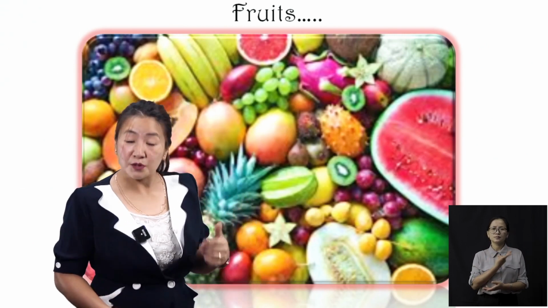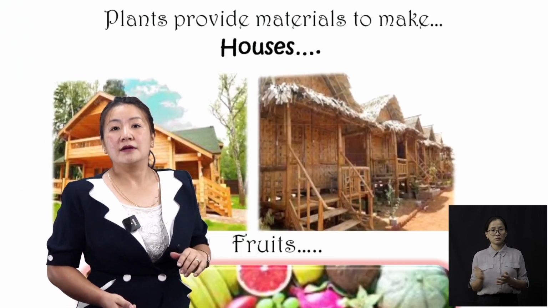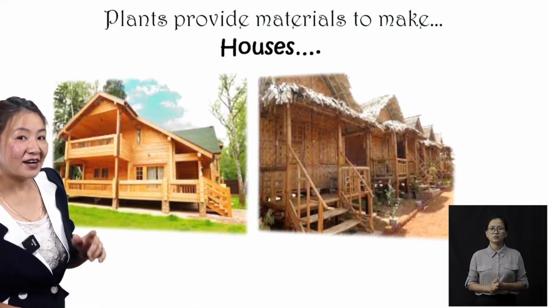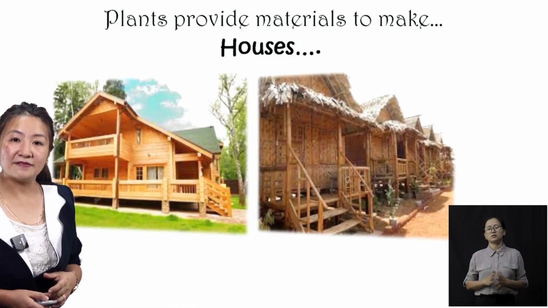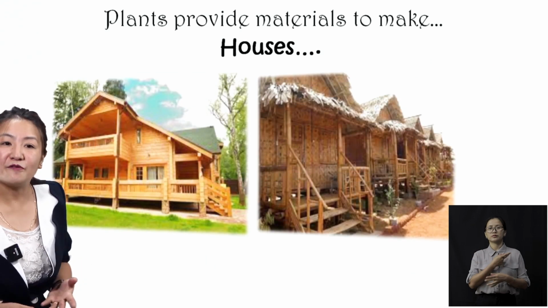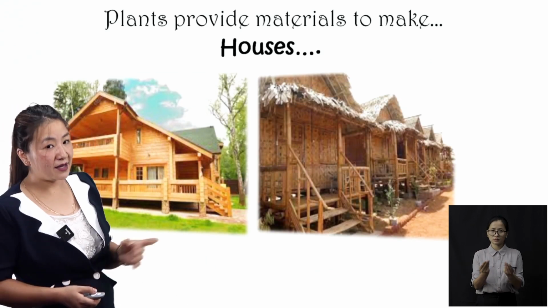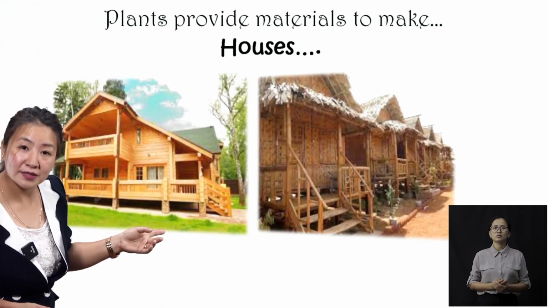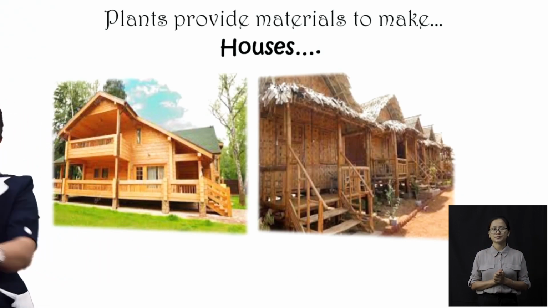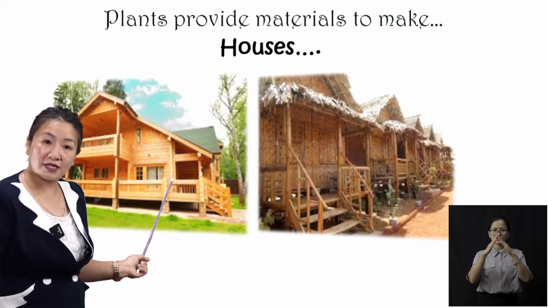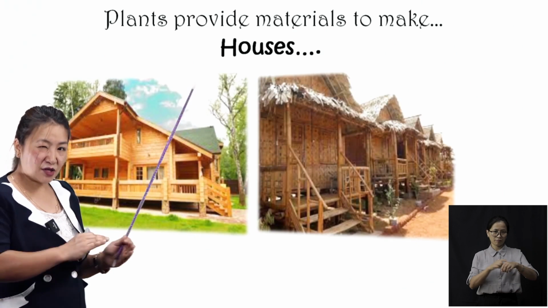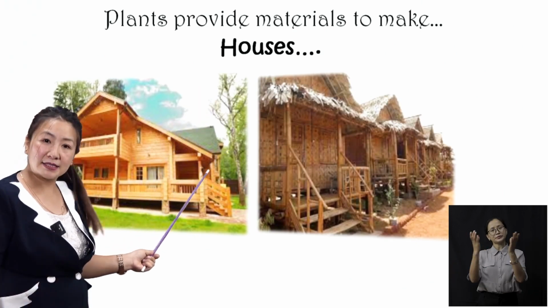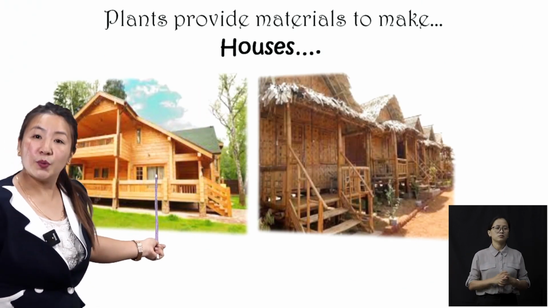So the next product that plants give us is materials to make, what are these, children? Houses. See, this house is made of wood. This is a wooden house. We call it planks, wooden planks. These are made from wooden planks.